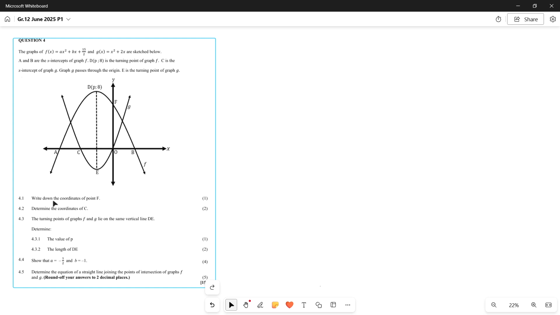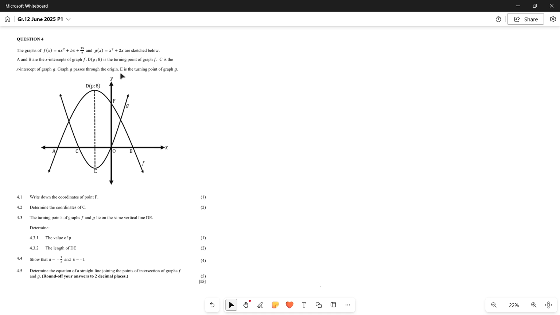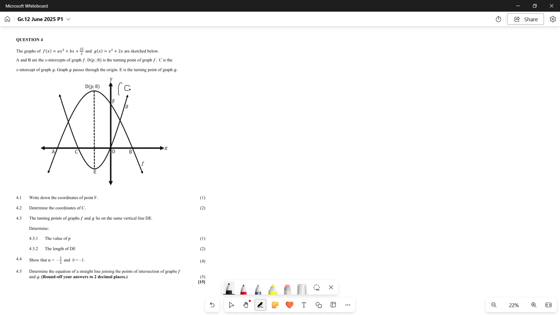So question 4.1, it says write down the coordinates of point F for 1 mark, which means we should just be able to get our information up here. So f of x equals ax squared plus bx plus 15 over 2. This 15 over 2 is the y-intercept over here. So we have the 0 coordinate and 15 over 2 as the y-intercept. So the coordinates of F are (0, 15 over 2).